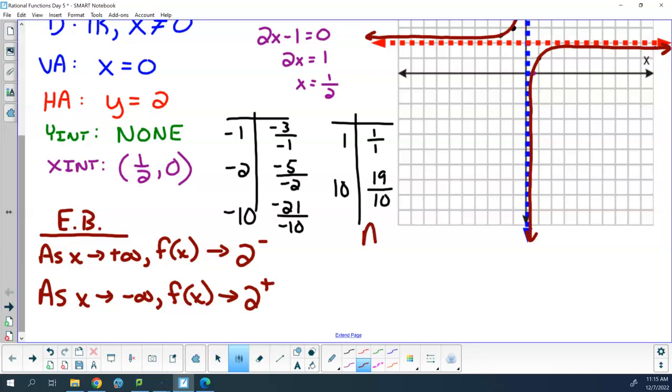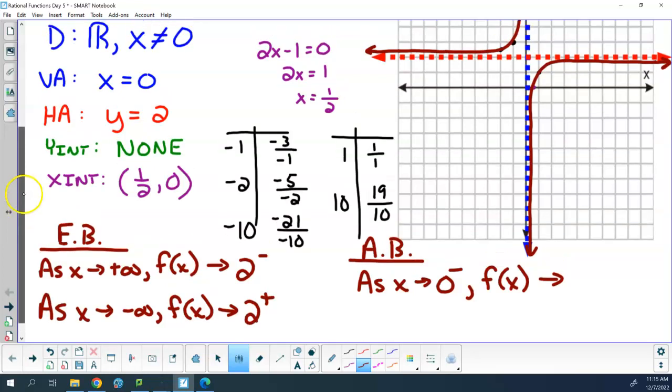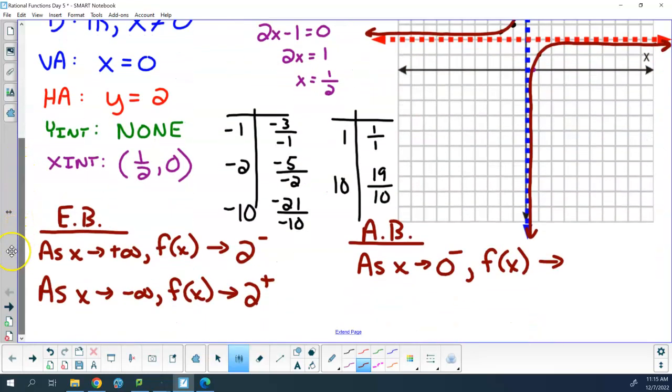Asymptote behavior, as x is approaching 0 from the left, my function is doing something. Oh, this was all g's. I put f's in here, it should be g's. I think most of the time when it's a graph, I have them as f's. If not, I will change it.